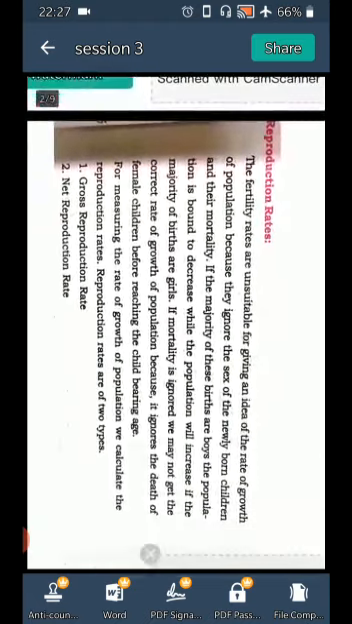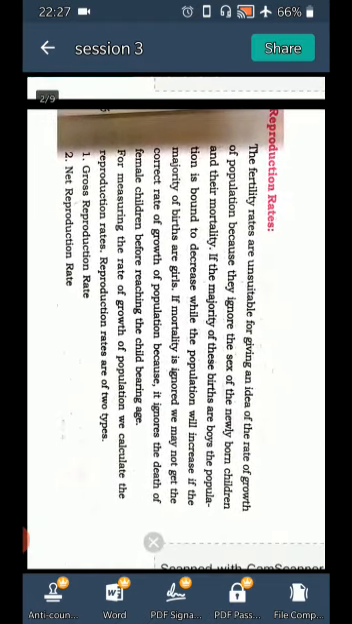Now, from the previous class, we've already dealt with so many different formulas on fertility. So today we'll be dealing with the reproduction rates. The two reproduction rates are gross reproduction rate, GRR, and net reproduction rate, that is NRR. Now, why do we want to use these reproduction rates?